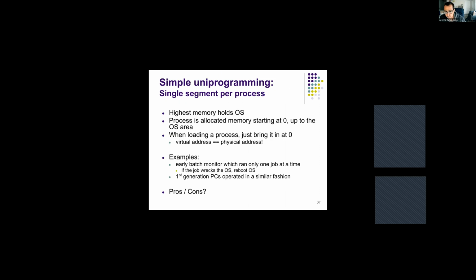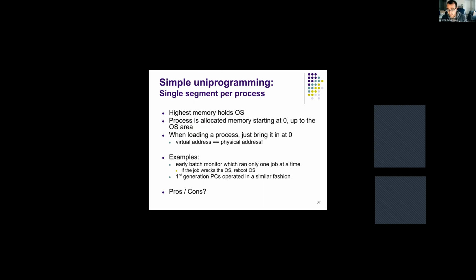So here, it's very simple. There is no concept of virtual address. Virtual address is the same as physical address. And this is actually used in early systems. The first machines that were created actually used this model because it's very simple, right? And what are the pros and cons? Of course, we are less efficient in terms of usage.